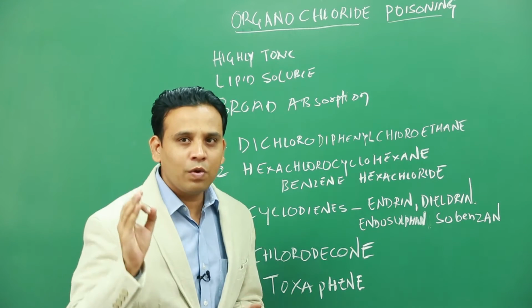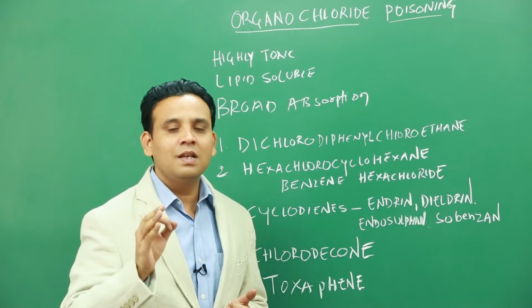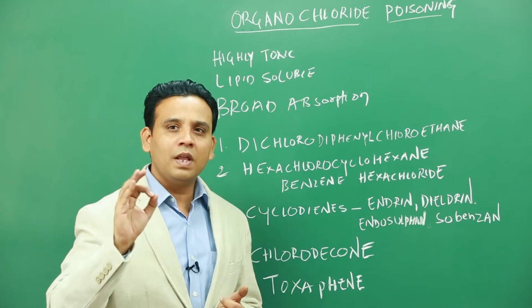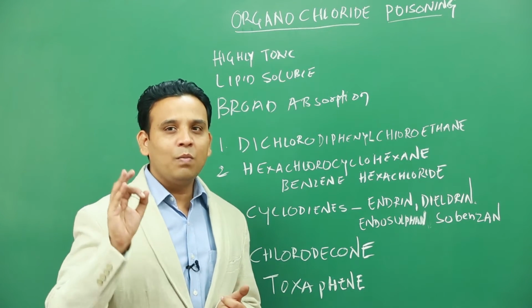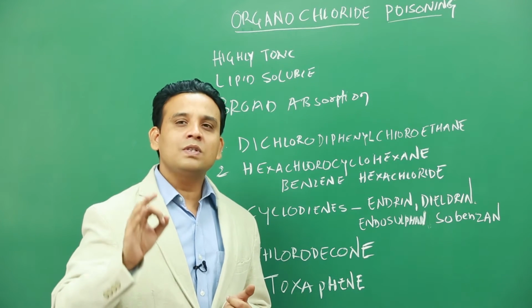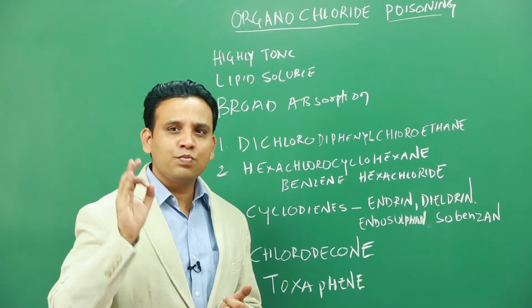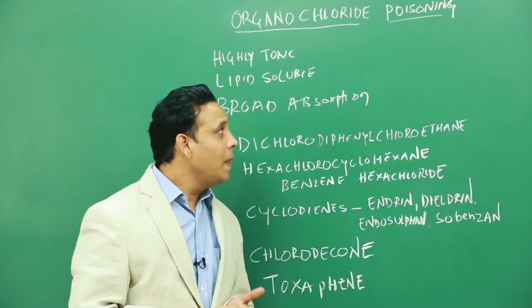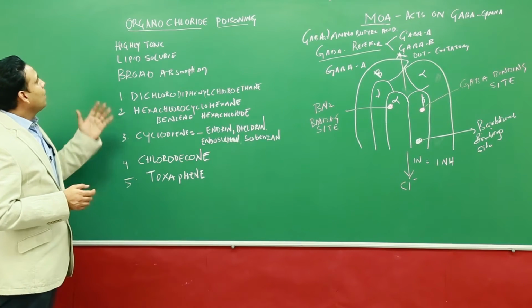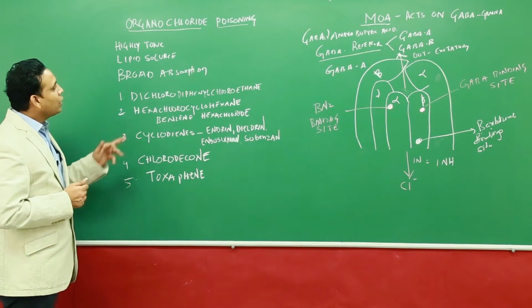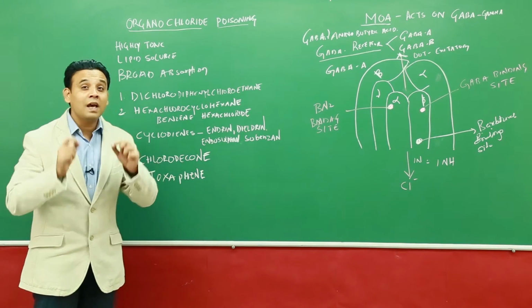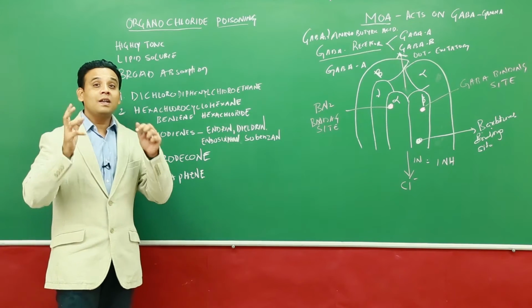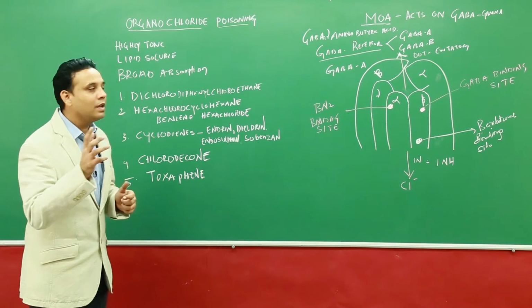Remember, organochloride poisoning is a central nervous system problem where the patient will have status epilepticus, not responding to any common drugs, and moreover the mortality rate is much higher than anticipated. What are the organochloride poisons you have? Dichloro diphenyl trichloroethane, DDT. This has the most chance of transdermal absorption.